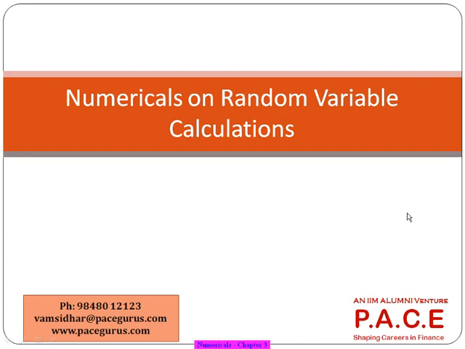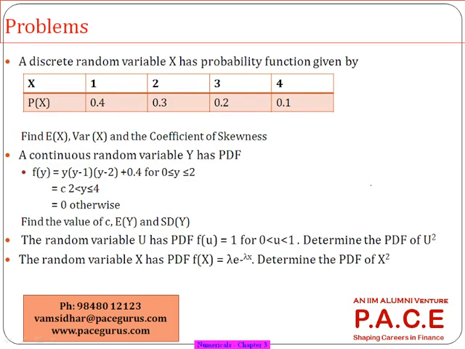Now let's look at the chapter 3 specific calculations, where the primary thing was either a discrete or a continuous distribution, finding out the mean, variance or standard deviation or these kind of things about that particular distribution. So if it says a discrete random variable x has a probability function given by this, find the expectation of x, variance of x and the coefficient of skewness.